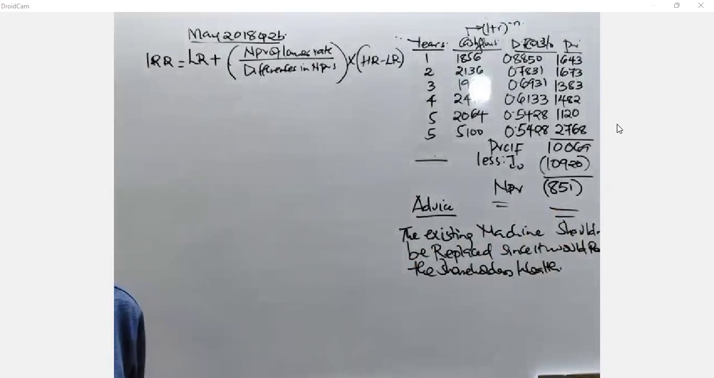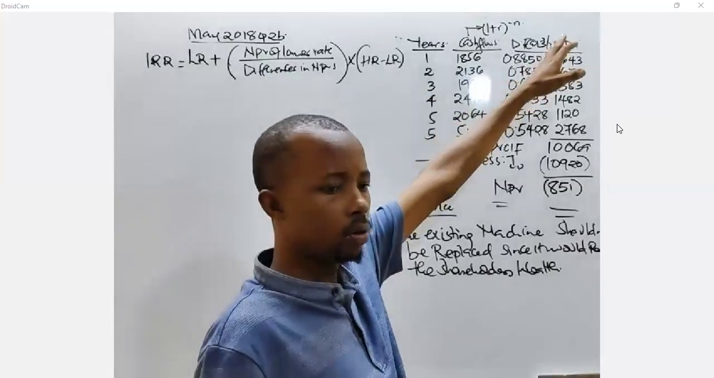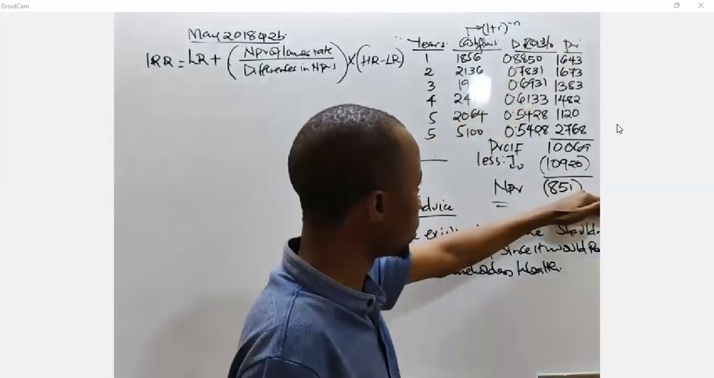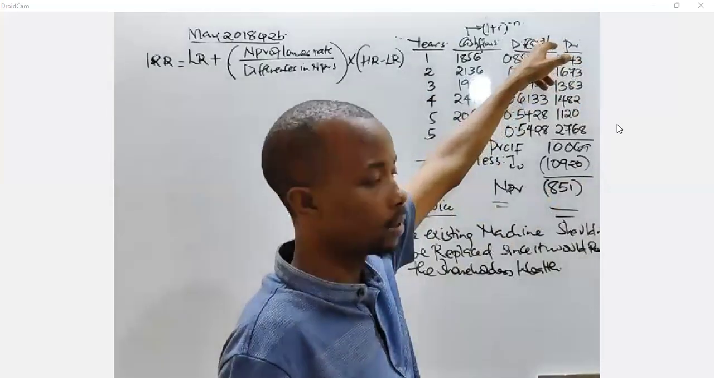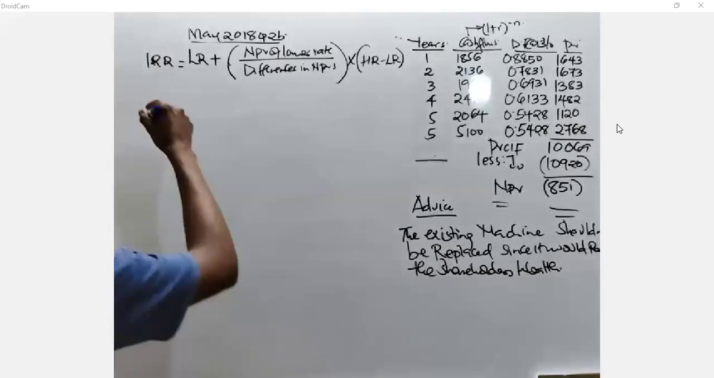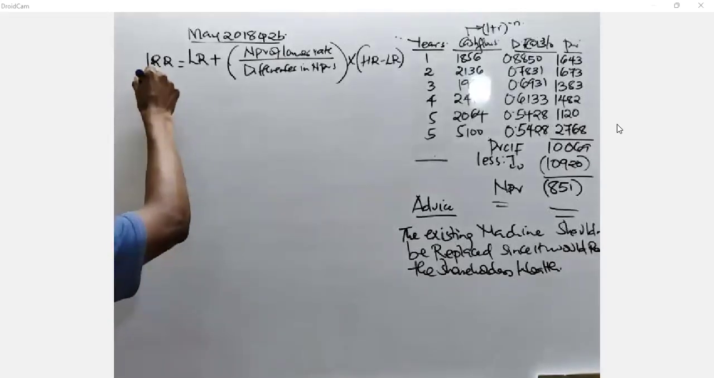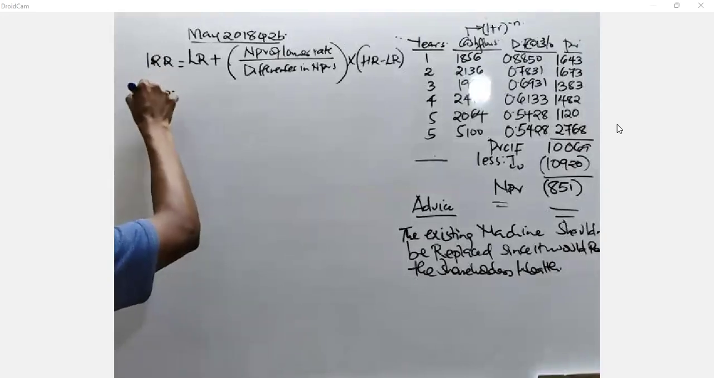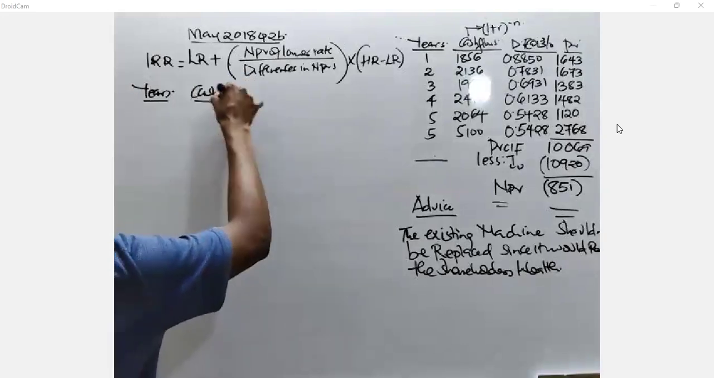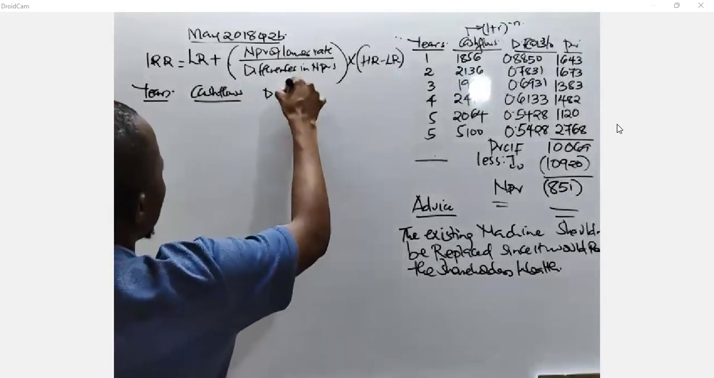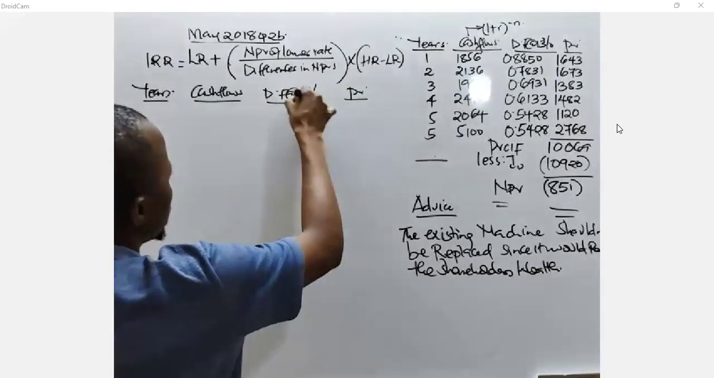Very simple here. I want to reduce my cost of capital now, because when it is negative, it means you have to be taking a lower rate. Let me talk about the number of years now, the cash flows, and the discount factor. I can take 5%. Then we get our present values.